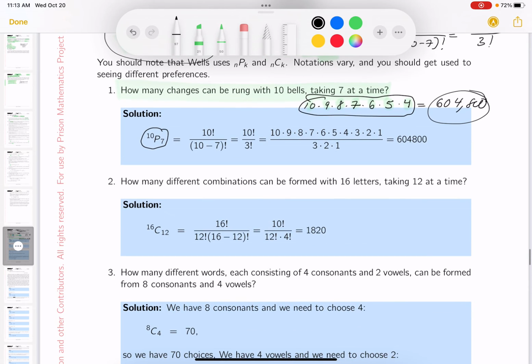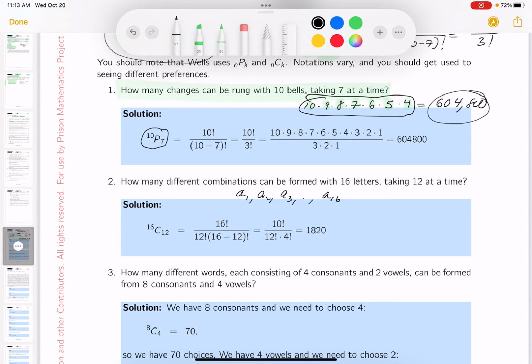All right, a combination problem. In combinations, we're really not worried about the order. It says, how many different combinations can be formed from 16 letters? What does it mean that there are 16 letters? If you wrote this down, I'll just put down A1, A2, A3. These are letters I have. I'm not saying it's an A, I'm saying it's a letter. It goes up to 16. There are 16 of these things, and you're going to be taking 12 at a time.